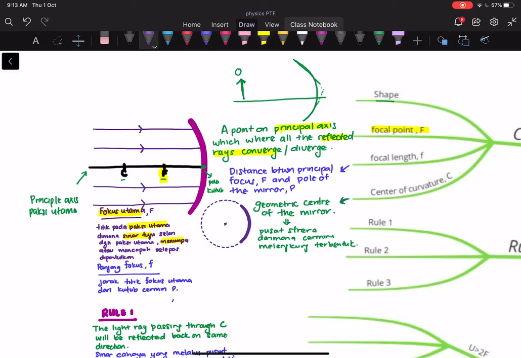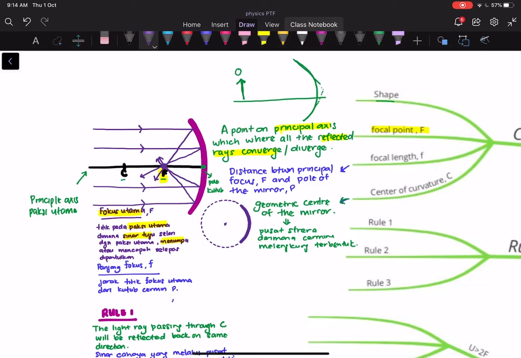The moment they are reflected, what is going to happen? All the reflected light rays here are going to converge, akan menumpu ke arah satu titik, dan titik di mana dia akan menumpu ni dipanggil sebagai titik fokus. This is the point here. If you look, all the reflected light rays are converging into one point, and the point where it converges is what we call the focal point. Okay, clear on that? Next is the definition of focal length.